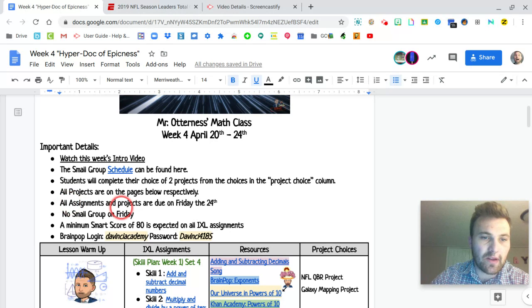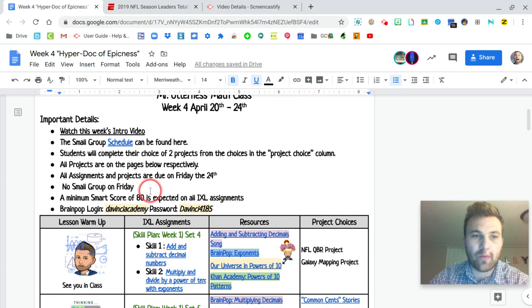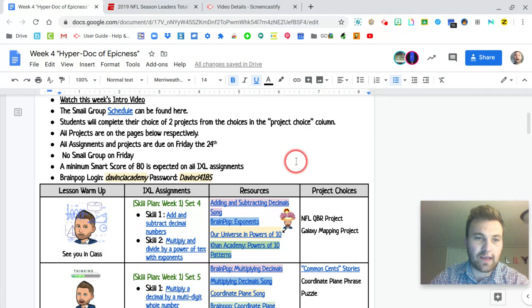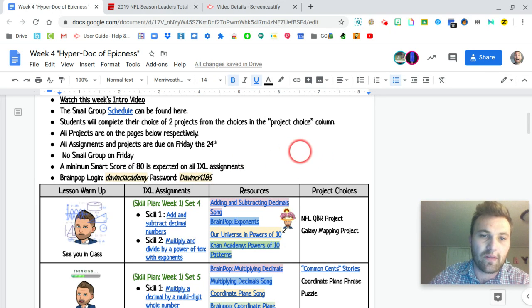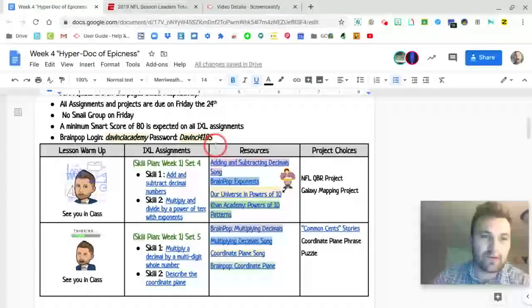Okay, all assignments and projects are due on Friday the 24th. No small groups on Friday. That's still the same. A minimum SMART score of 80 is expected on all IXL assignments. All right, so at least 80 on those IXL assignments. Here's the BrainPop login. So here is the information to log into BrainPop, which is going to be a resource for students.